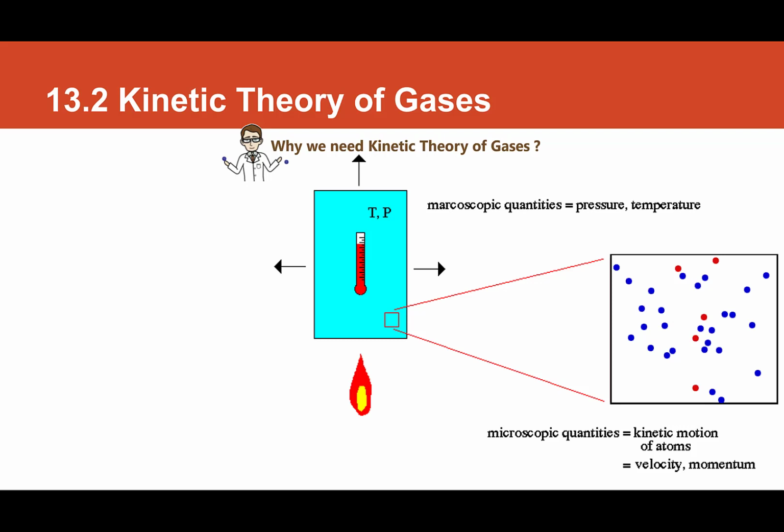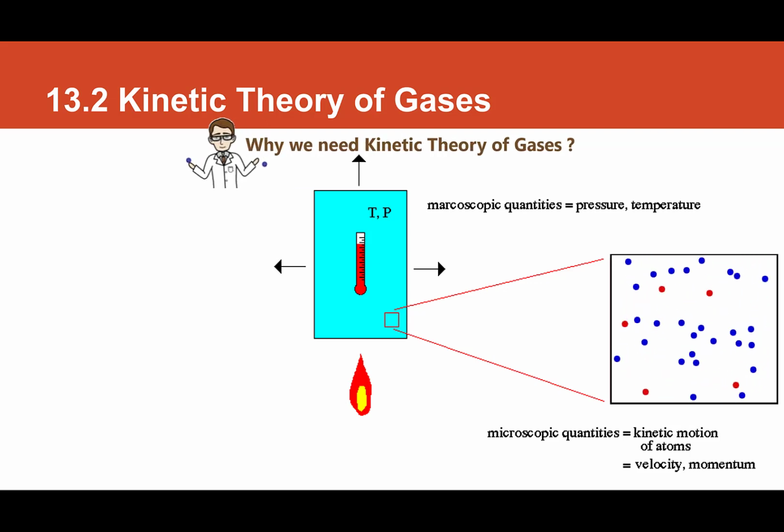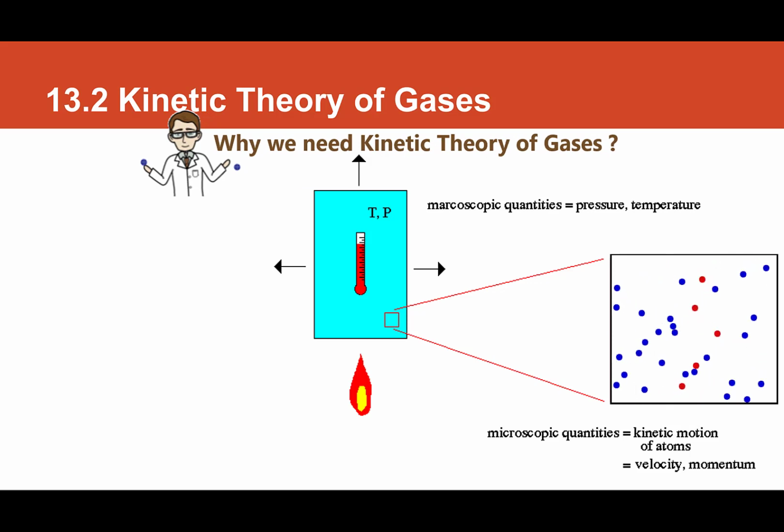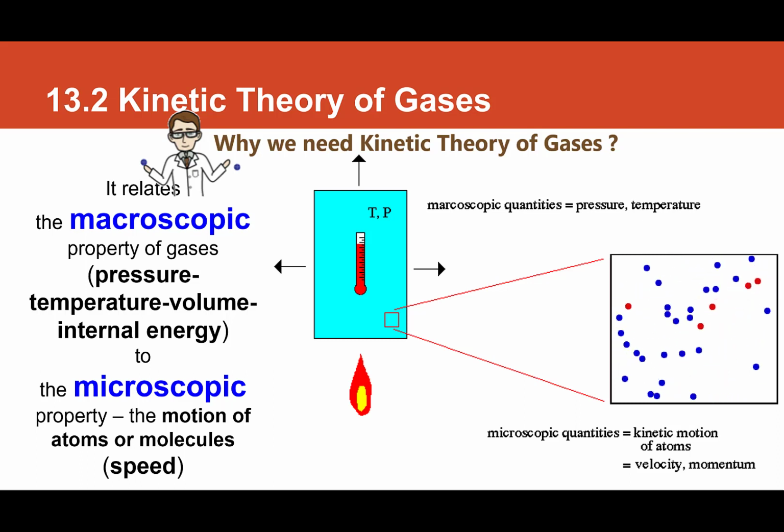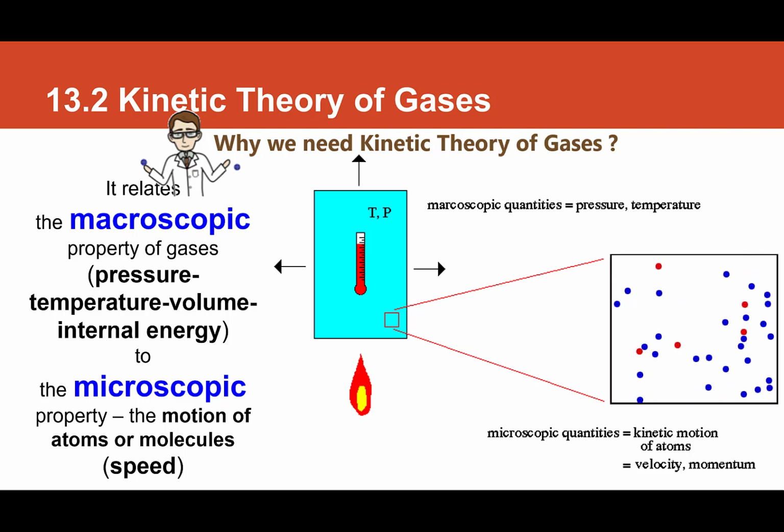In the previous subtopic, we have learned about the macroscopic quantities, which are pressure, temperature, and volume. Now, we're going to focus on microscopic quantities, which relate to the motion of the atoms or molecules. Why do we need the kinetic theory of gases? This is because it relates the macroscopic property of gases to the microscopic property, which is the motion of atoms or molecules.